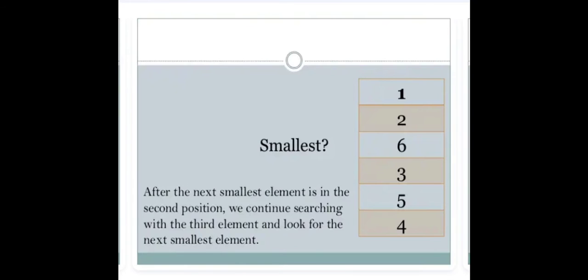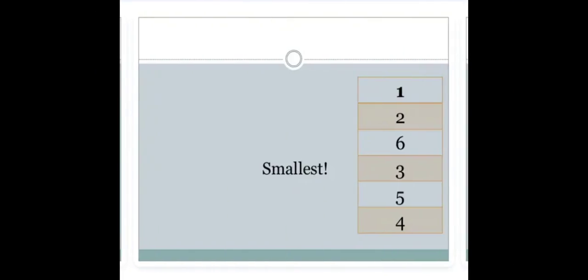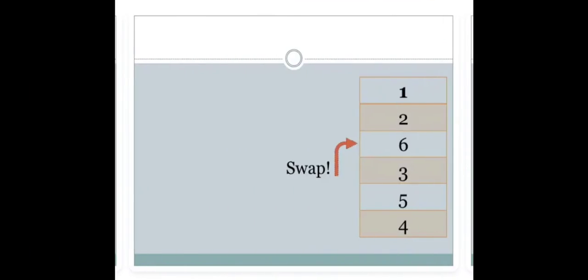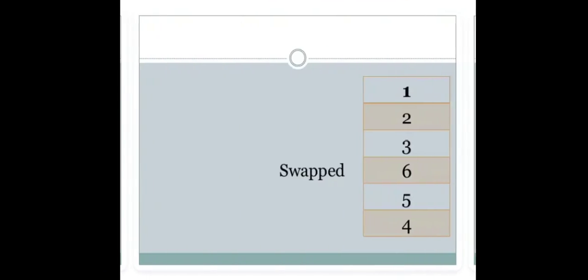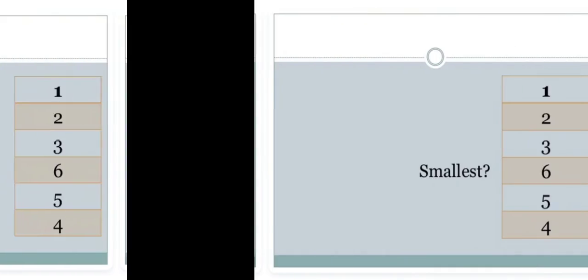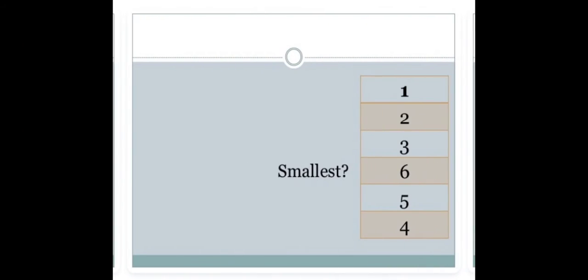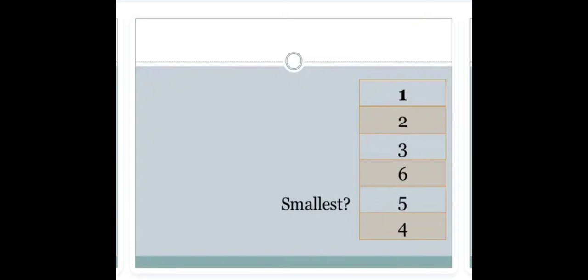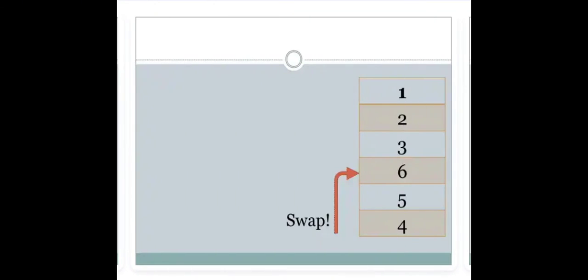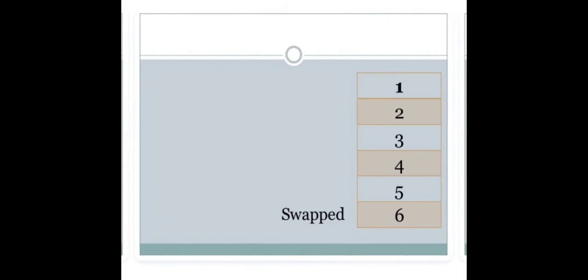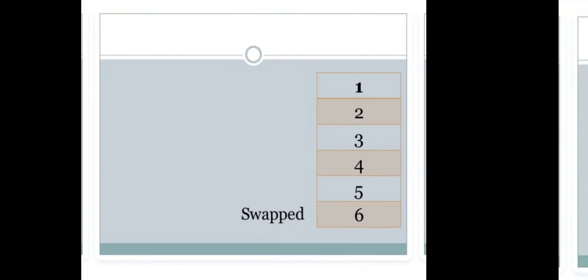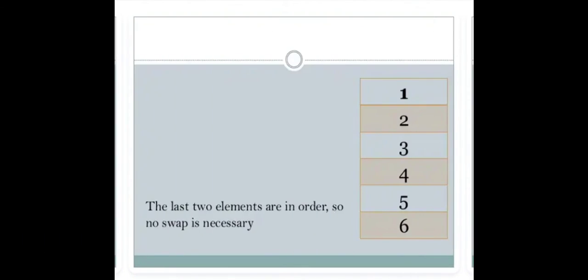After the next smallest element is in the second position, we continue searching with the third element and look for the next smallest element. Swap 3 with 6. 3 is swapped with 6. Now the smallest element is 4. 6 will be swapped with 4. 6 is swapped with 4. The last two elements are in order, so no swap is necessary.